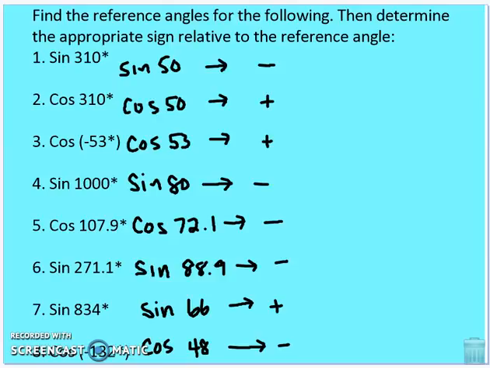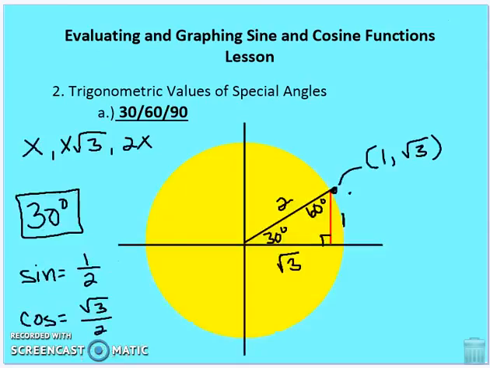Right, here are the answers for the problems. I'm not going to go through all of these, but just to evaluate a couple: sine of 310 degrees would use a reference angle of 50 degrees, and you're going to change the sign from positive to minus. Cosine 310 degrees would be a positive cosine 50. Cosine negative 53 degrees would be positive cosine 53 degrees. Sine 1000 degrees would be a negative sine 80 degrees.